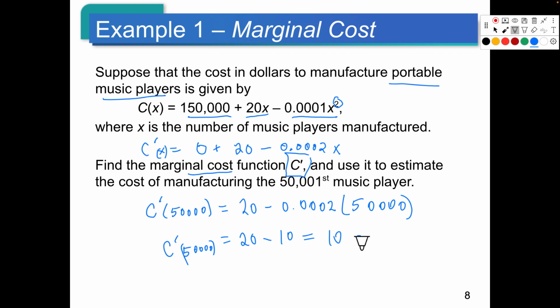And that's in dollars per player. So early on, it's costing us about $20 per player to make it, but as we make more and more, when we get out to 50,000, it only costs us $10 to make these now. So that's why you see the volume of scale. If I can make them for $10, I could still sell them for the $50 I was selling them for. So we're making more profit now with these later ones.